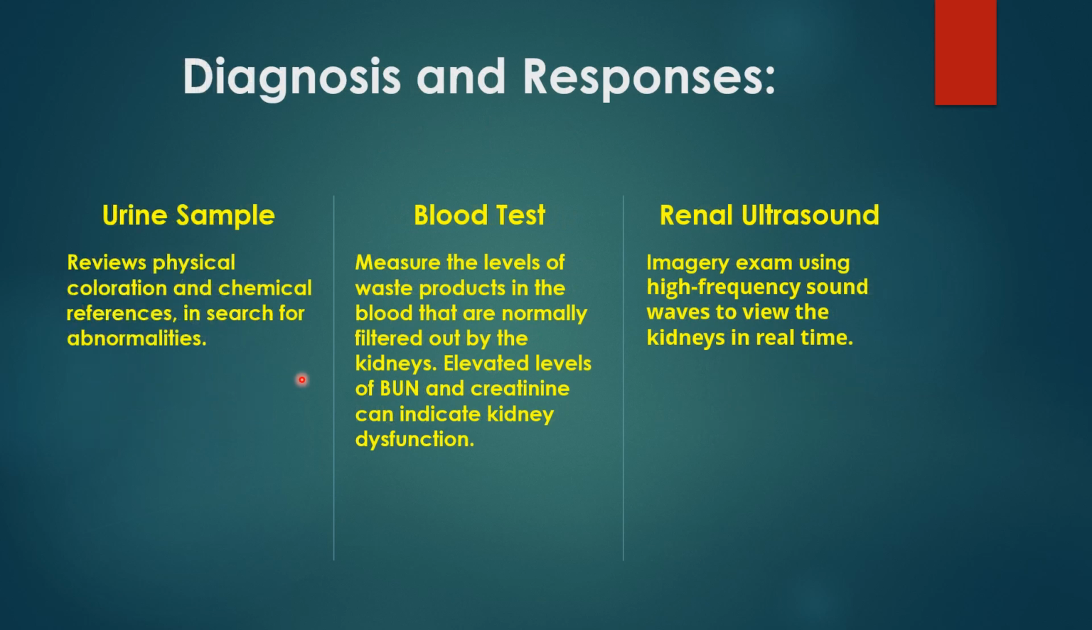To make a diagnosis of the symptoms, doctors and clinicians are prone to use urine samples, which review the physical coloration and chemical references, so any abnormalities in the urine. They use blood tests, testing the blood levels within the kidneys, and they use renal ultrasound, which is an imagery exam using high frequency sound waves to view the kidneys in real time.